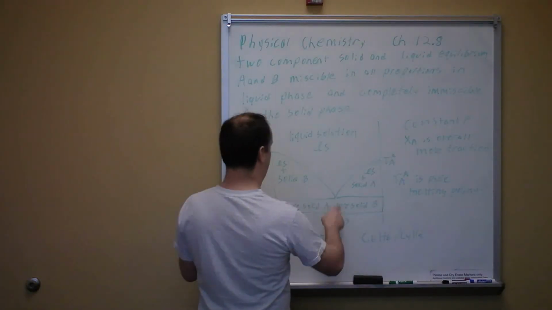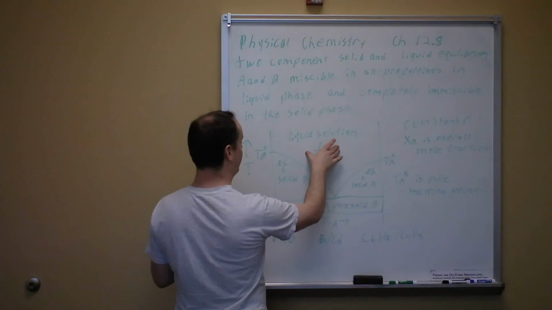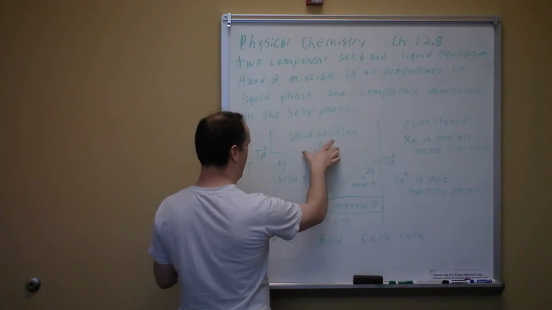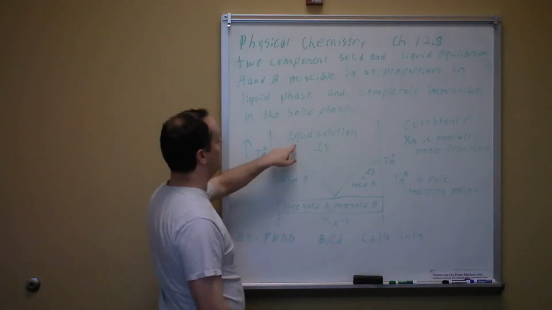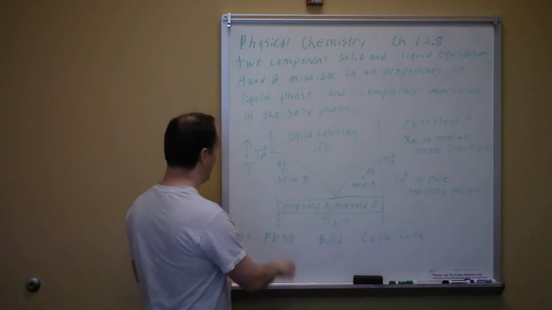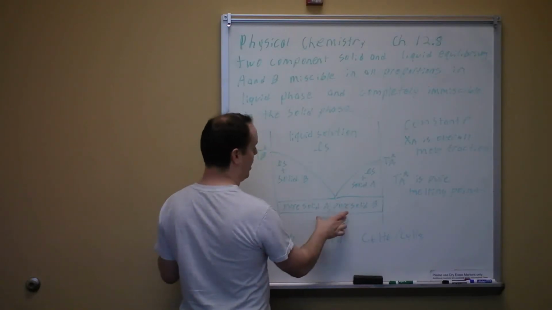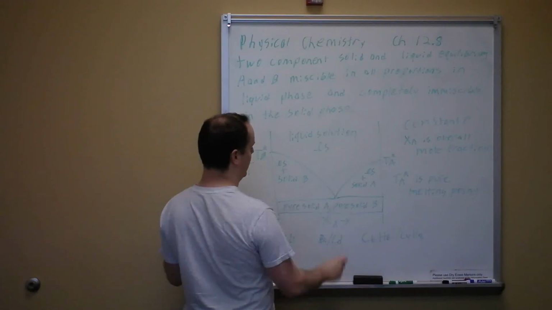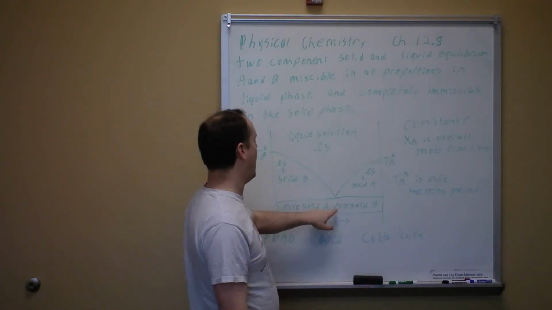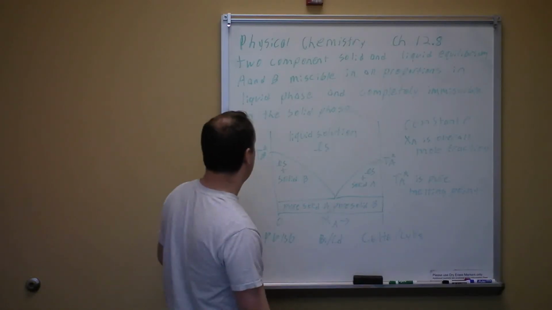So let's start at the top. At higher temperatures, it's going to be liquid solution. Everything's going to be together. They're completely miscible, so there's only one liquid phase. At really cold temperatures, you're going to have solids. Now we said they're completely immiscible, therefore you're going to have pure solid A and pure solid B.